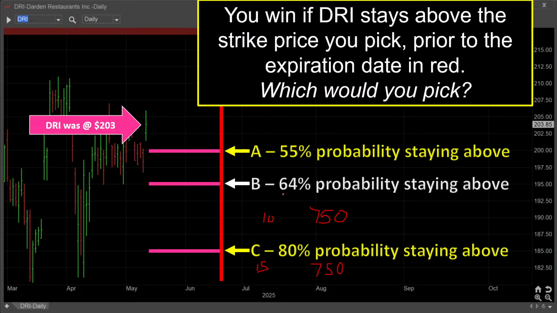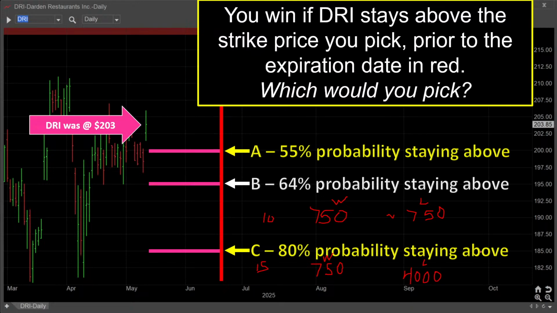If I take the trade with a 64% probability, my loser should be around $750. So if I win, I make $750. If I lose, I lose $750. Now, on this trade, if I win, I make $750. But if I lose, what if I lose $4,000?